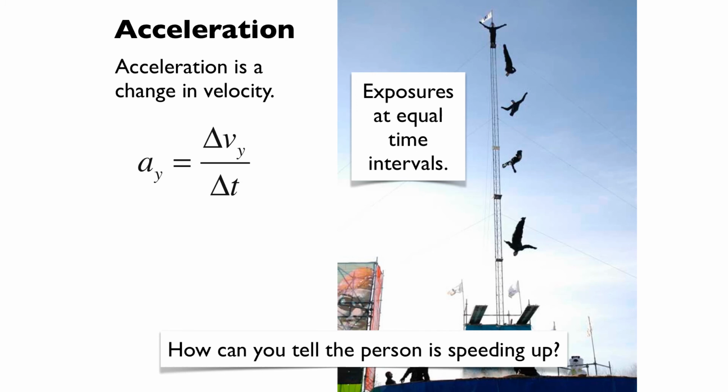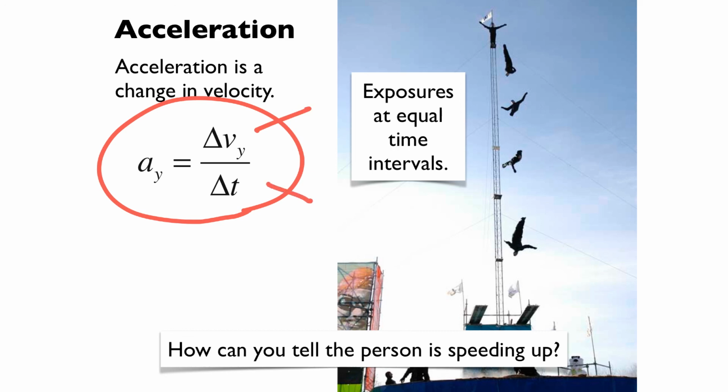Now the next quantity I want to look at is acceleration. Acceleration is a change in velocity divided by time. It's a rate of change of velocity. Velocity is a rate of change of position. So if I have vertical velocity, just delta y over delta t, how much is your position changing in every time interval? Acceleration is the change in velocity per unit time interval. How much is your velocity changing in a certain time interval?